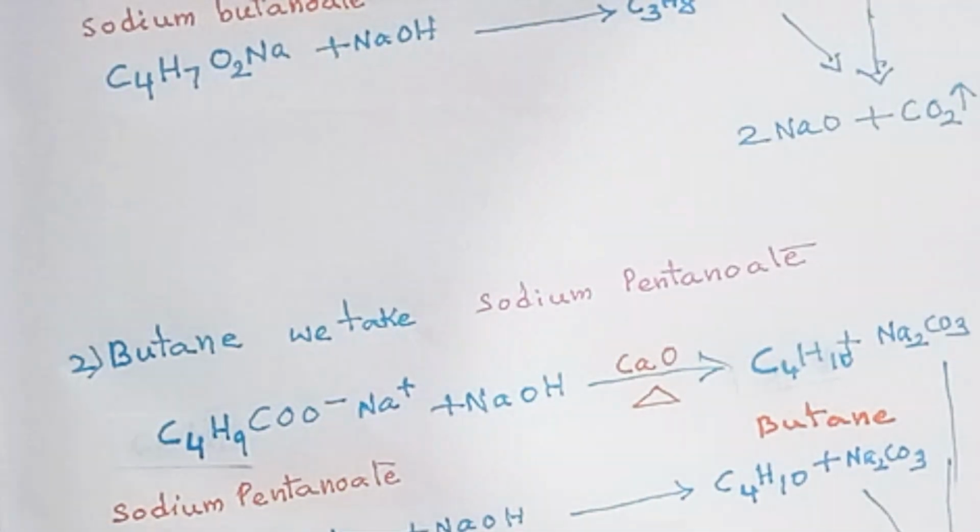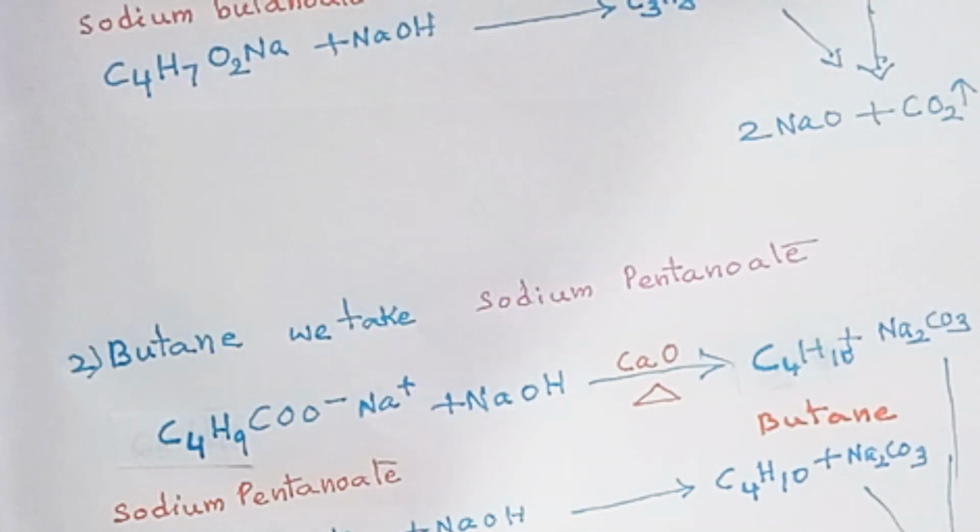This we can easily write like this. Four carbons in a chain, with hydrogen atoms to fulfill the 4 valence of carbon. So here 3 hydrogen atoms, 2 hydrogen atoms, 2 hydrogen atoms, 2 hydrogen atoms. The remaining place is occupied by COO minus Na plus. This is sodium pentanoate.